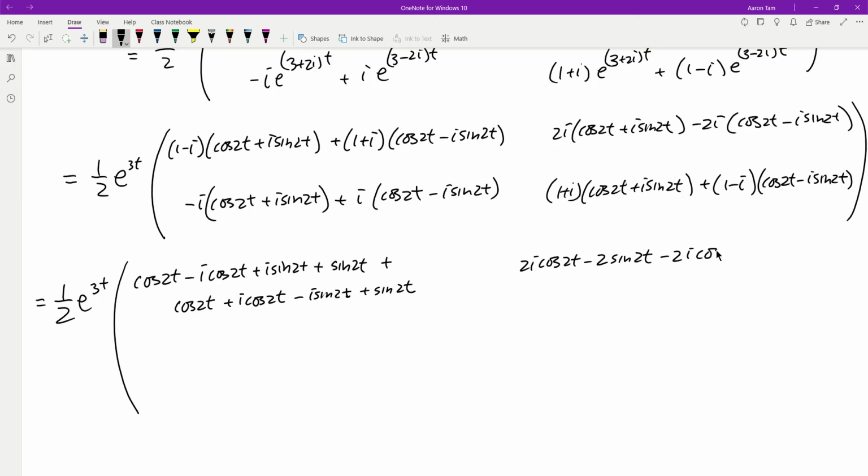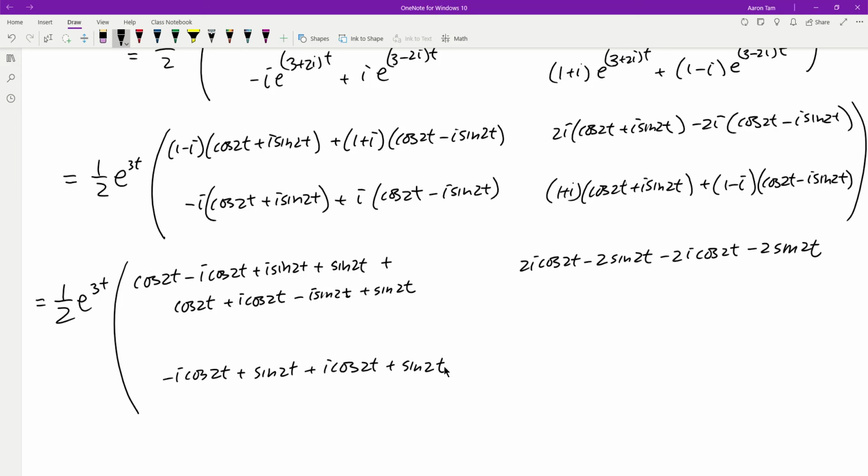Minus 2i cosine 2t and minus 2i squared. Actually, it's minus 2i times negative i, so that becomes plus 2i squared, so minus 2 sine 2t. This one also is not too bad. I'm going to distribute the negative i, so it becomes negative i cosine 2t minus i squared, so plus sine 2t, plus i cosine 2t minus i squared, so plus again sine 2t.